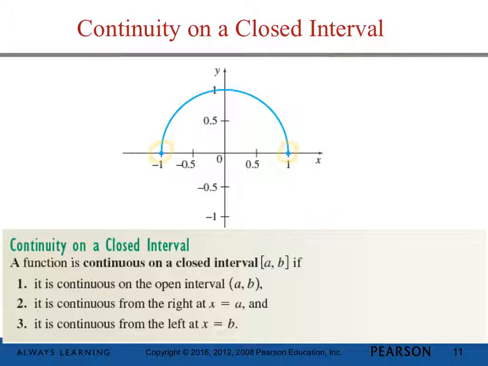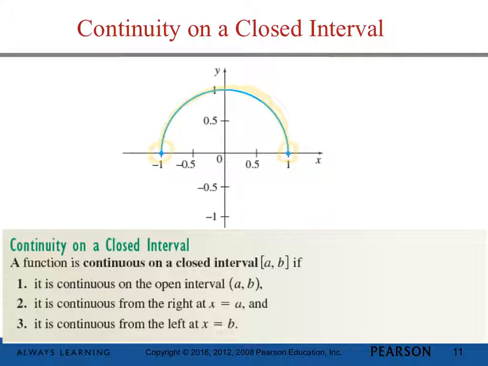Is it continuous on the open interval? Yes, from -1 to +1. This function is continuous because you can trace along it from -1 until you get to +1 and never have to lift your pencil off the graph. The limit exists at every value between -1 and +1.